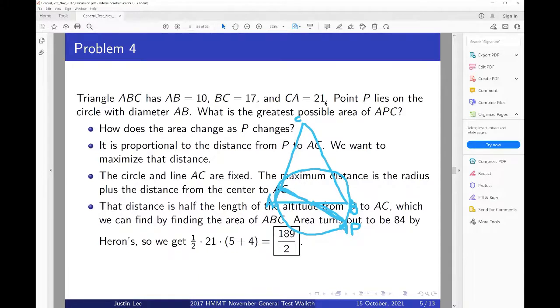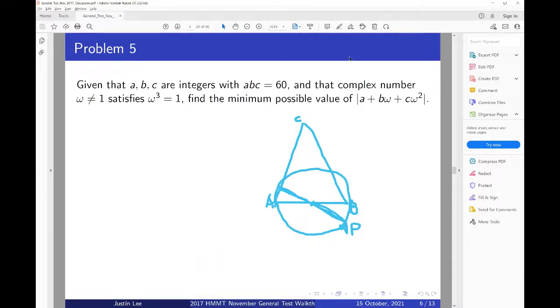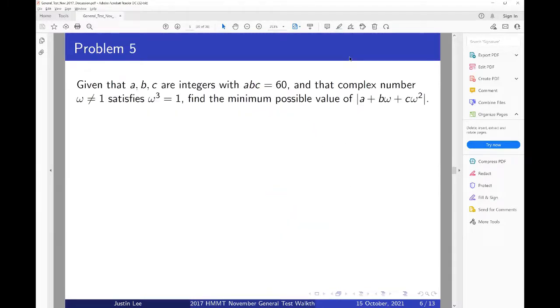Okay. We'll have to speed along here. So given that A, B, and C are integers with ABC equals 60, and we've got the third root of unity, omega, finding the minimum possible value of A plus B omega plus C omega squared.